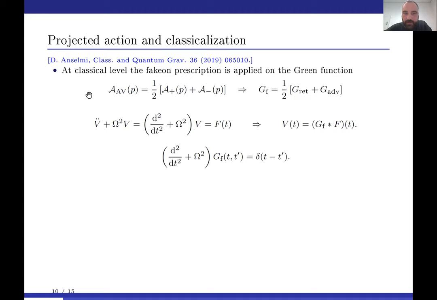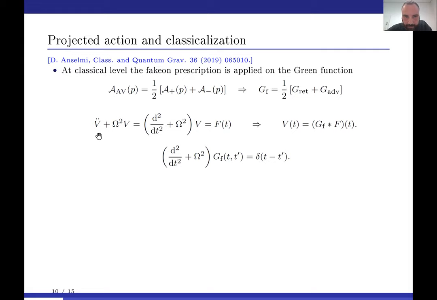So at classical level, I remind you, in the quantum version of the Fakeon prescription, you have to compute amplitudes in this way, using this, the amplitude associated with production of what would be a ghost. If you want to project it away, you have to use this amplitude. But at classical level, you don't have to compute amplitudes, so you can directly use this average on the Green function, which gives you what I call the Fakeon Green function, that is the average between the retarded and the advanced Green function.